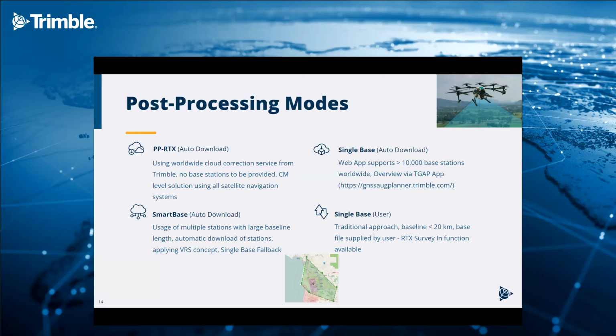And the last option is the smart base option that does use multiple stations with large baselines, for instance. Those base stations are also downloaded automatically. Multiple base stations are typically surrounding your mission area, and we're deriving a virtual reference concept at the back end. And the nice idea here as well is, if there are not sufficient base stations available to be used in that multi-base station concept, we have a fallback mechanism that always brings it back to at least a single base solution, always given the fact that a base station is somehow available from the database.